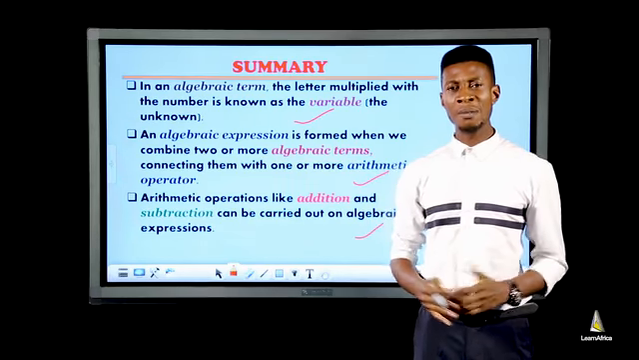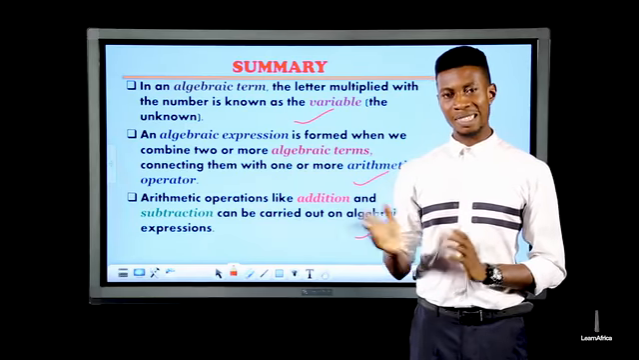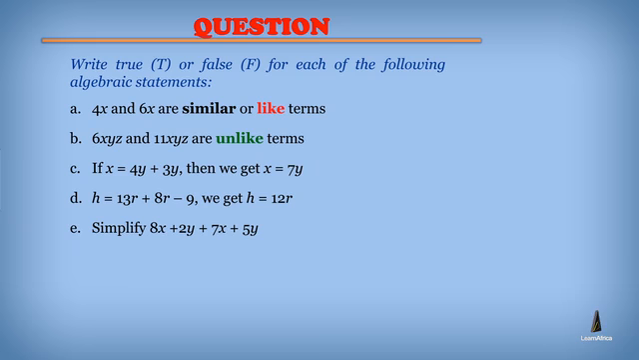Don't be in a hurry to leave. Let me see how much you've learned so far with this exercise. The instruction says, write true or false for each of the following algebraic statements. A, 4x and 6x are similar or like terms. So all you need to do here is to either write a T or an F to indicate true or false. The second question says 6xyz and 11xyz are unlike terms. So you either state T or F.